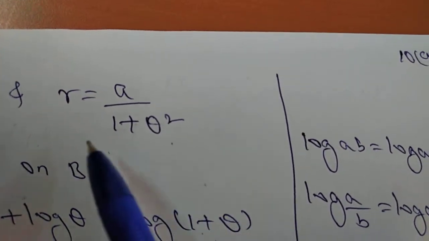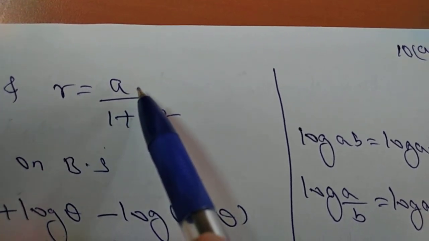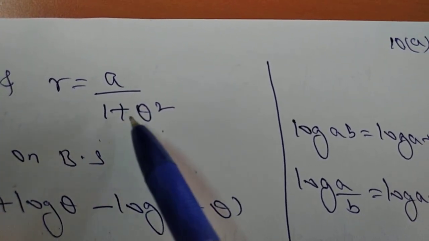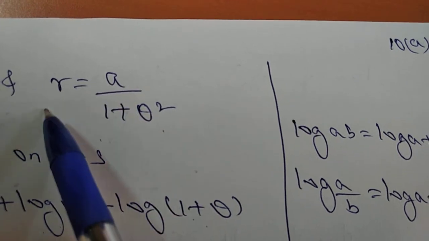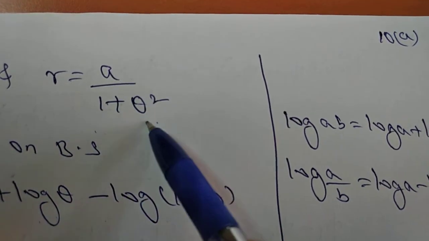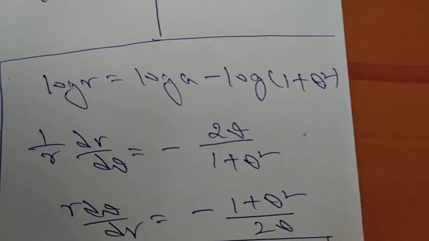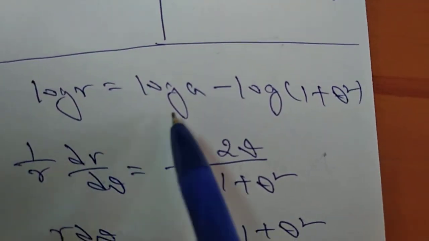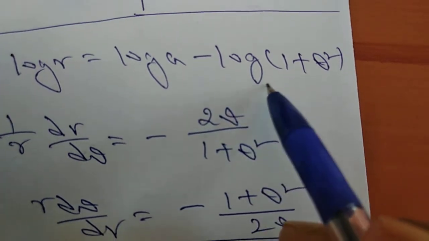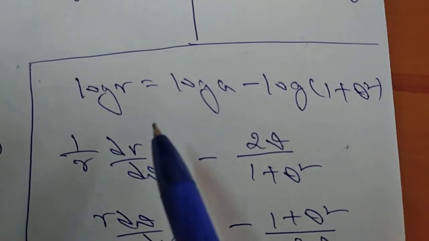Next, the second equation. What is the second equation? r is equal to a divided by 1 plus theta square. So take log on both sides. Log r is equal to log of a by b. Log a minus log b means log a minus log of 1 plus theta square. So log r is equal to log a minus log of 1 plus theta square.